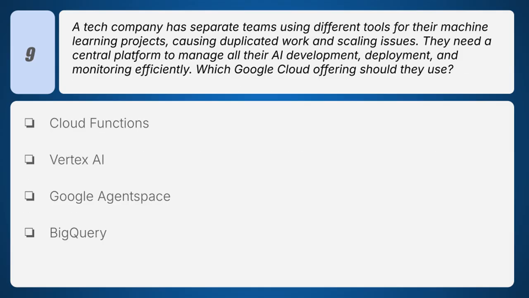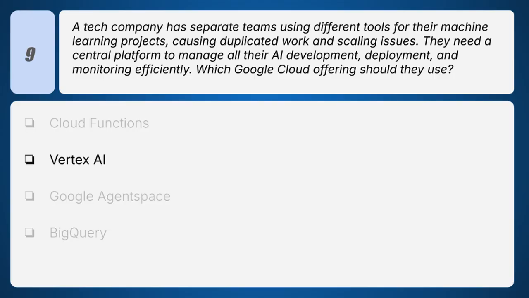A tech company has separate teams using different tools for their machine learning projects, causing duplicated work and scaling issues. They need a central platform to manage all their AI development, deployment, and monitoring efficiently. Which Google Cloud offering should they use? A. Cloud Functions. B. Vertex AI. C. Google Agent Space. D. BigQuery.